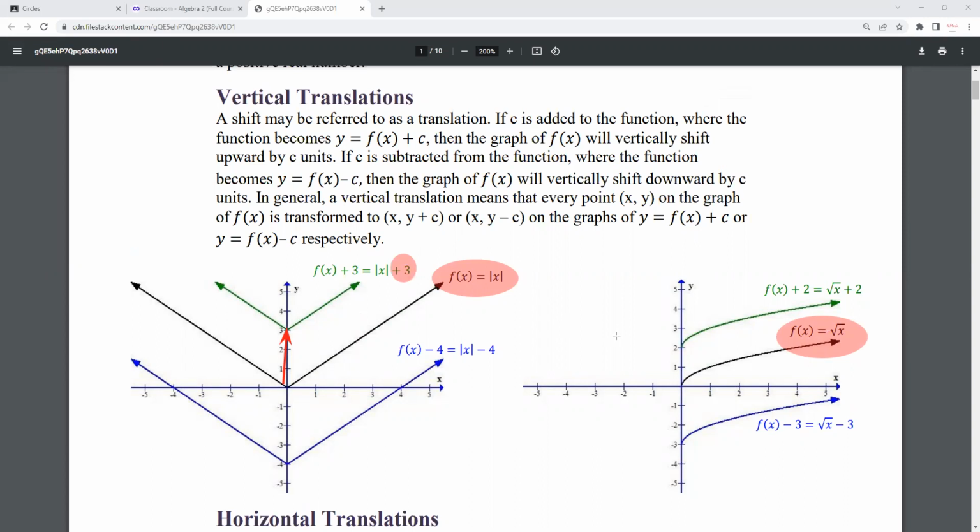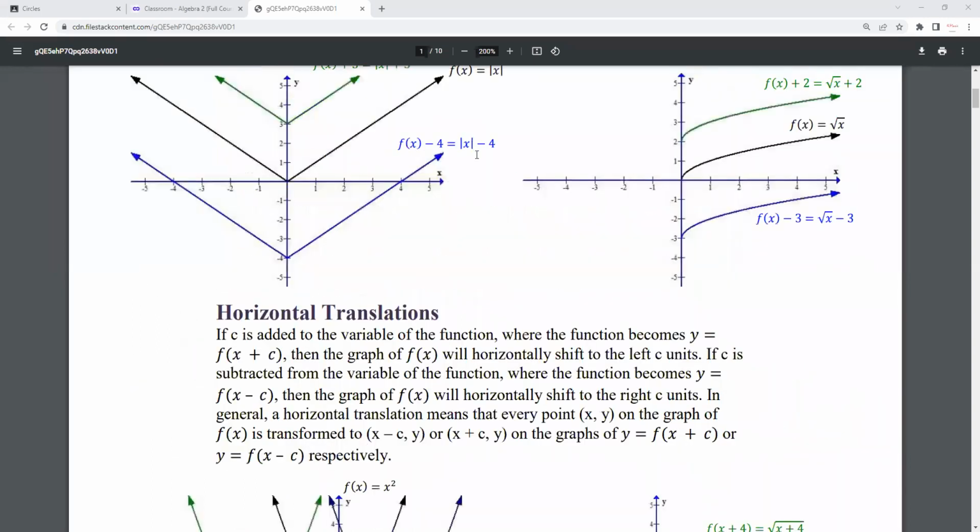But when it moved up 3, look what changed. We added 3 to both sides, right? And it vertically shifted up. When it moved down, look what changed. It moved down 4 units. Over here, it went up 2. It went down 3. So you can see what changed by just looking at the function.